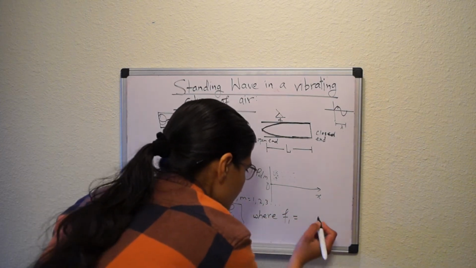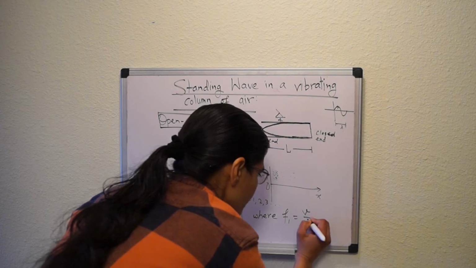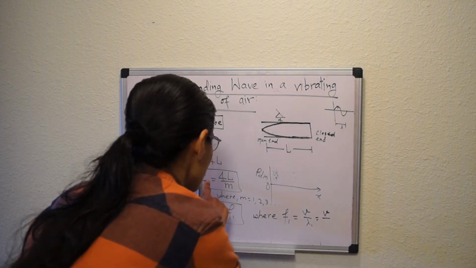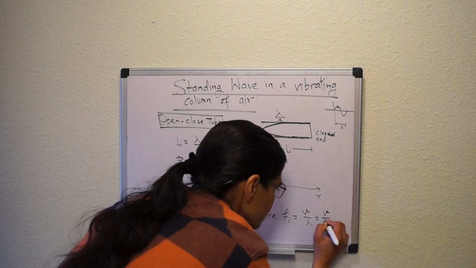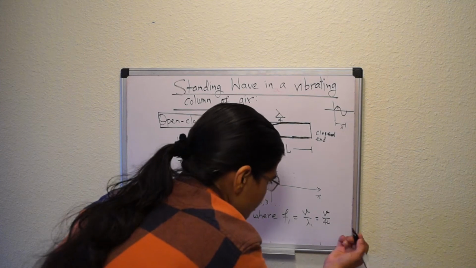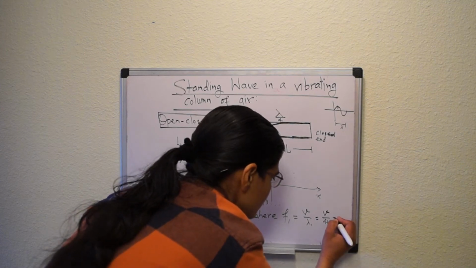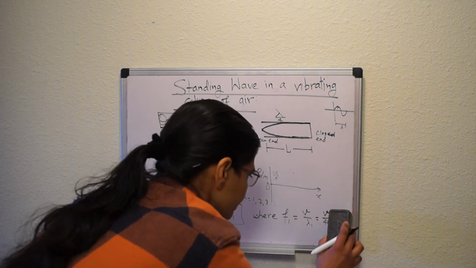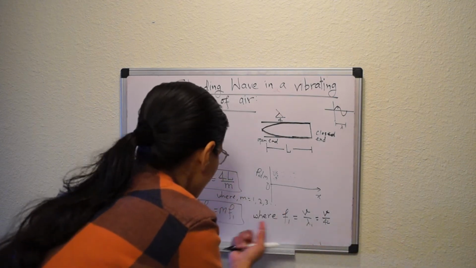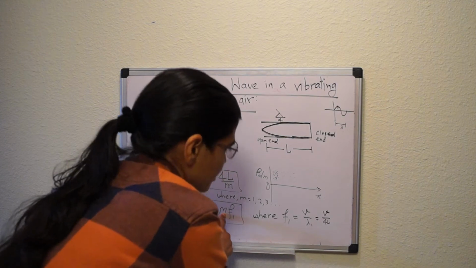Where F1 is what? F equal to V by lambda 1, right? Which is equal to V over lambda 1, which is 4L, right? Lambda m is 4L by m, with m equal to 1. So this is what we have here, F1. If you look at m, the multiple m would just be multiplied by that quantity.